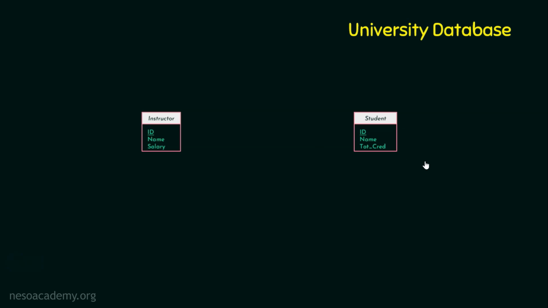What is the relationship between an instructor and the student? Obviously, it is the advisor relationship. An instructor advises students, or students take advice from the instructors. So in this example, I am establishing the advisor relationship between the instructor entity and the student entity. And what kind of relationship is that? Can you see this is actually a one-to-many relationship? Because an instructor may advise many students, but a student may have at most one advisor or instructor. And that is why the relationship between instructor and student is a one-to-many relationship.